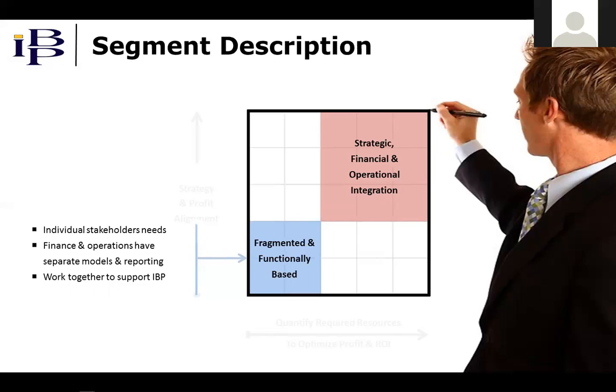Or if you look at a financial tool, none of them effectively support sales and operations planning. So the main thing here is that finance and ops just have separate models and reporting systems. And where organizations are at, they're trying to patch these things together to support some sort of integrated business planning process.